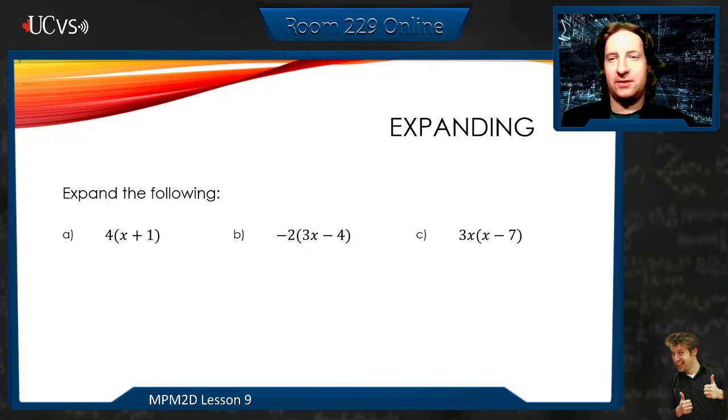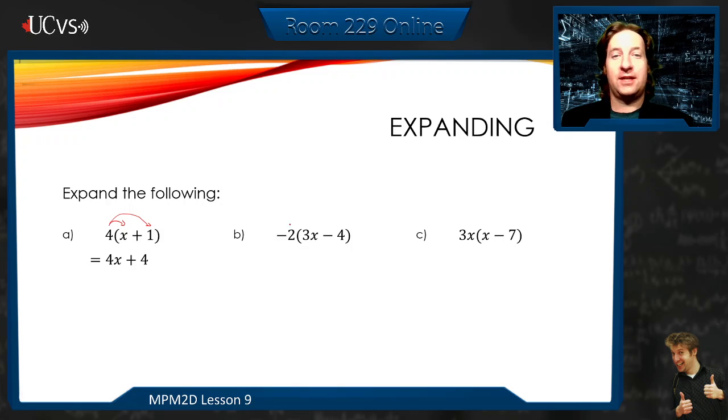So we have this one term here. I have 4 here. Now, if I want to multiply, I'm going to have to multiply the 4 times everything inside the bracket. So I'm going to have to multiply 4 times x and 4 times 1, which is going to give me 4x plus 4. Okay, so this is the expanded form of 4 multiplied by x plus 1. It gives us 4x plus 4. Same thing for letter B, I have a negative 2 multiplied by 3x minus 4.